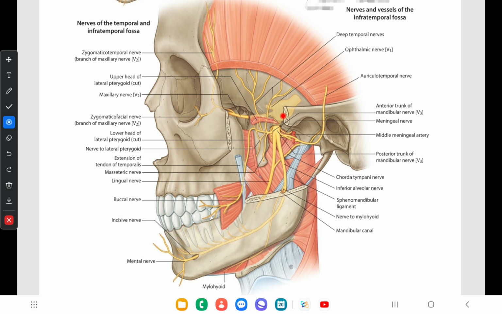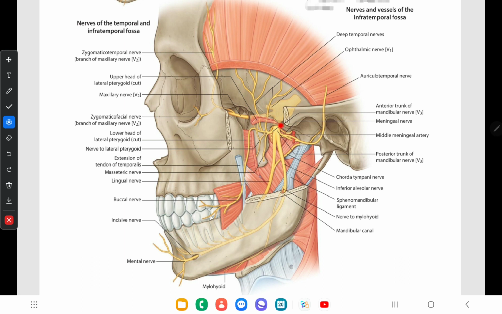Two roots unite with each other in the foramen ovale or just outside the foramen, and the trunk thus formed enters into the infratemporal fossa. You can see its entry into the infratemporal fossa through foramen ovale. Let's have a look at the extracranial course of the mandibular nerve.